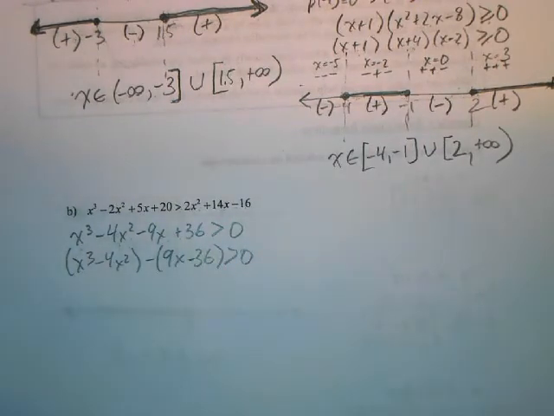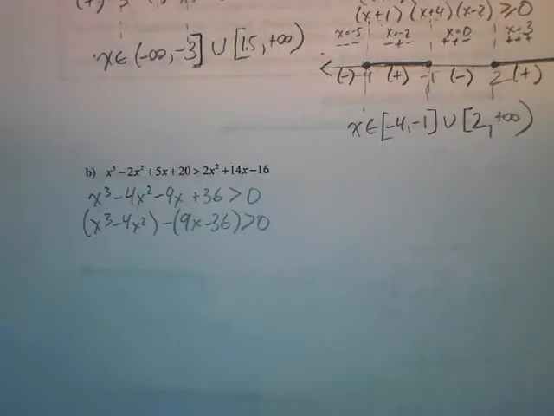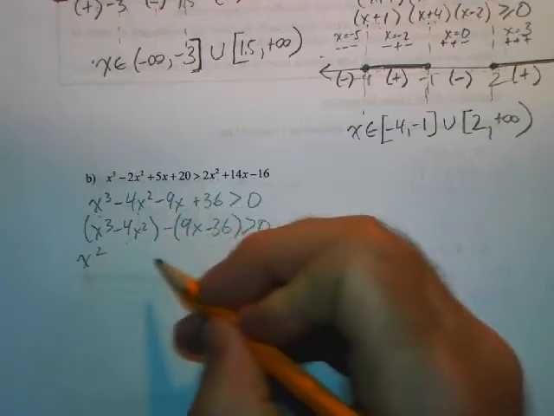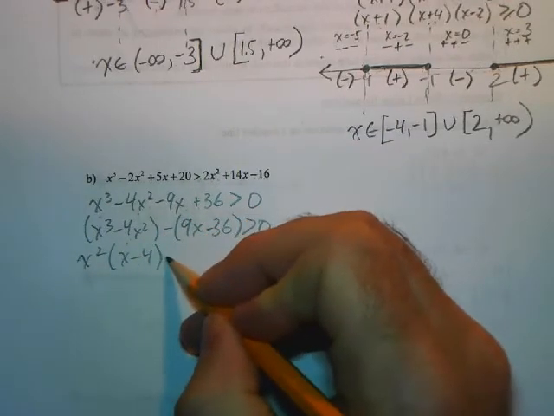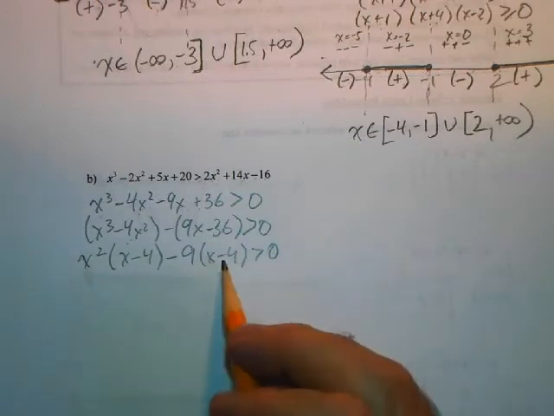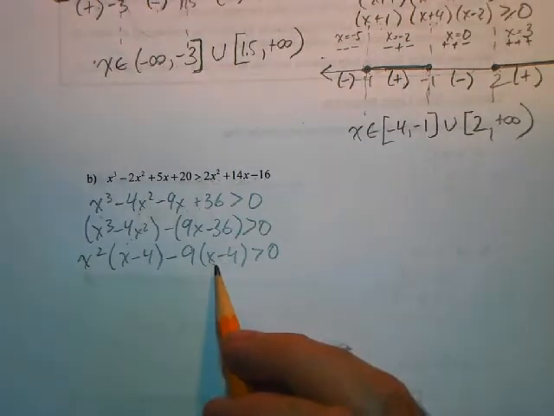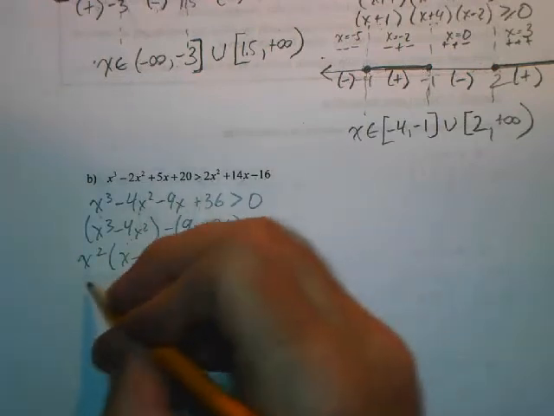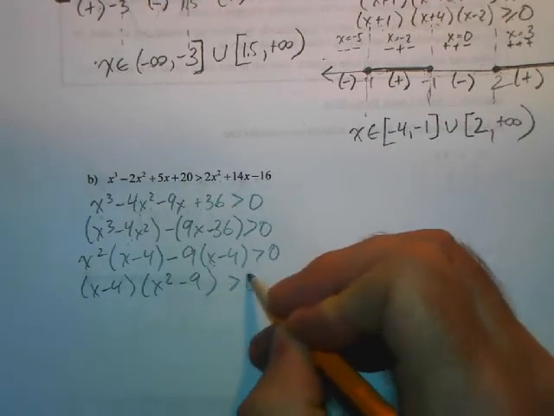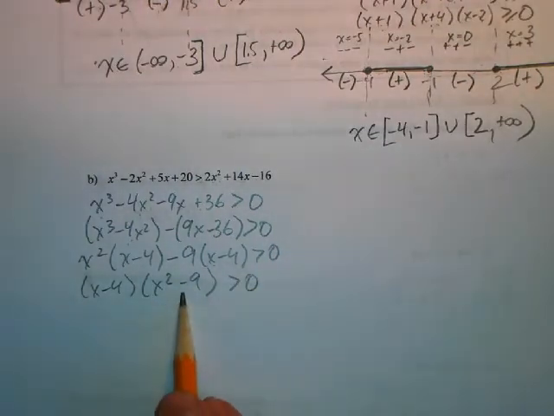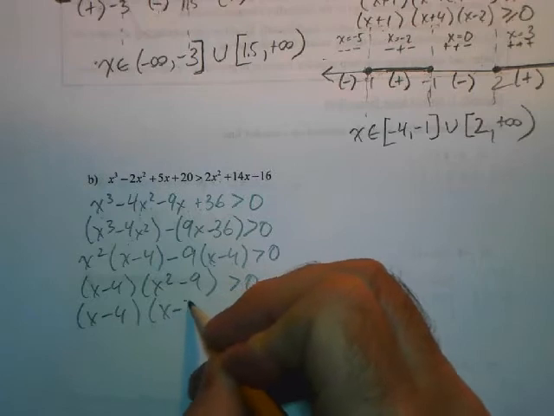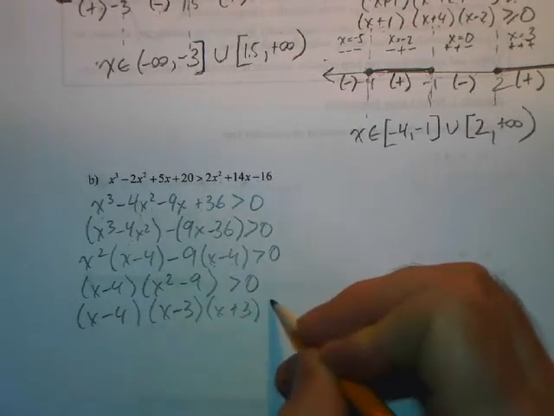Okay, so this technique works for inequalities just like it did for equations, and just like it did for expressions. So if I factor an x squared out of there, I'm going to have an x minus 4. And if I factor a 9 out of there, I'll have an x minus 4. And that's good news. The fact that those 2 binomials are the same means they're a common factor. So I'll take that out, left with x squared minus 9. And luckily, that's a difference of squares, so we can factor that very quickly. That's an x minus 3, x plus 3, greater than 0.